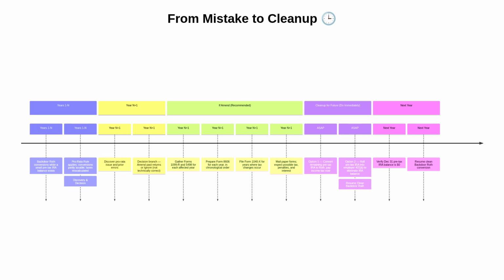For future compliance, the taxpayer either converts the remaining pre-tax IRA to a Roth and pays the income tax now, or rolls the pre-tax IRA into an employer 401k. Once the December 31st pre-tax IRA balance is zero, they can resume clean backdoor Roth conversions in subsequent years.